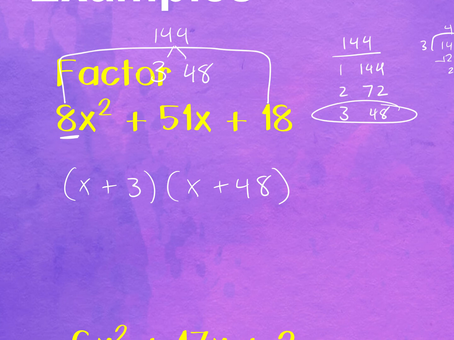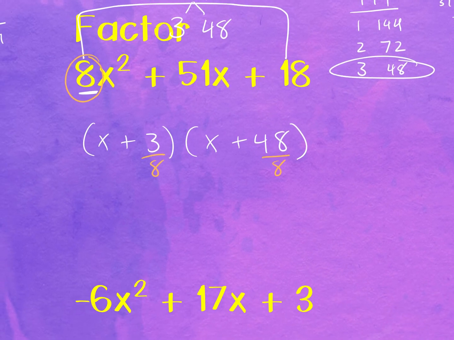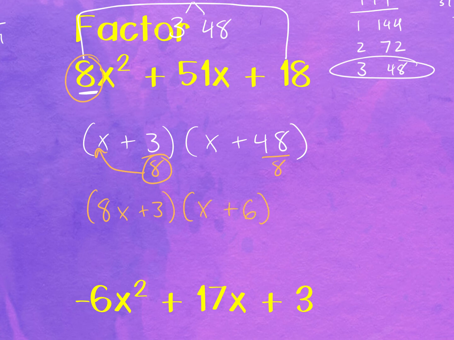What do I have to do next? Since I started by multiplying, I have to remember to go back in and divide by that first number. So here I'm dividing both my numbers by 8, since my leading coefficient was 8. Can I divide 3 by 8? Nope. So we put it in front of the x, so this becomes 8x plus 3. Can I divide 48 by 8? Yes. What's 48 divided by 8? 6. So the second one is x plus 6. That's our answer.